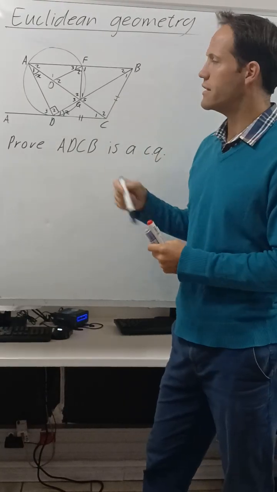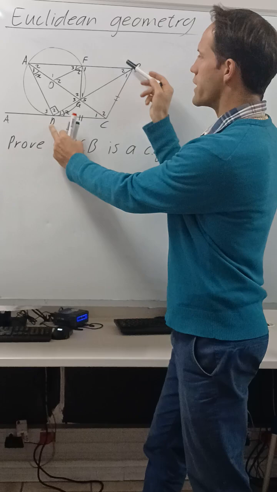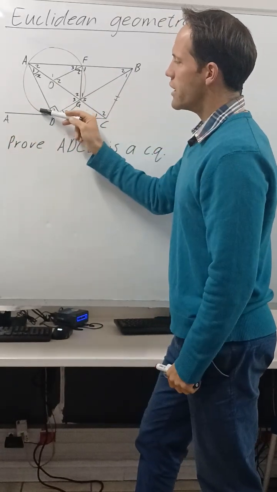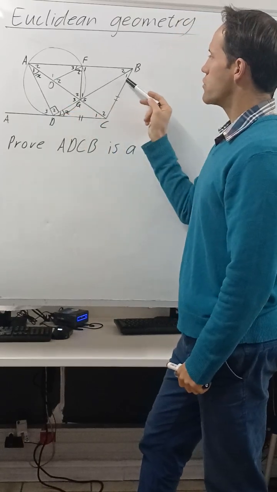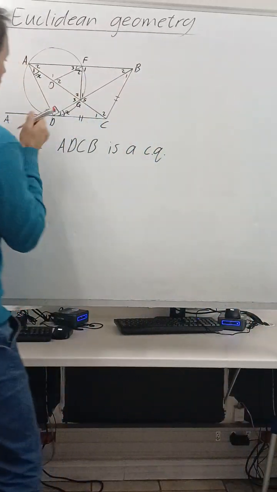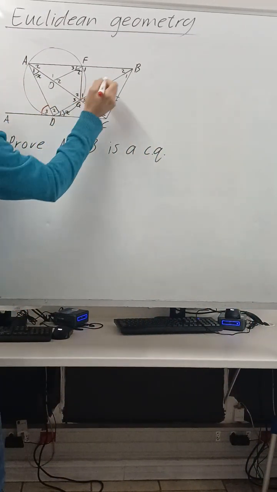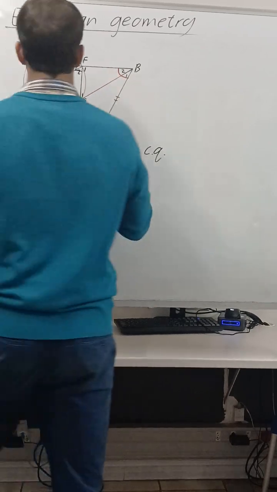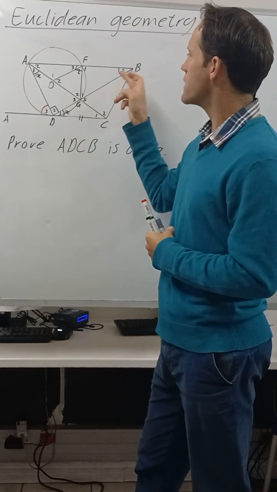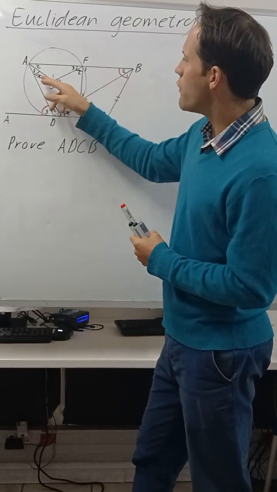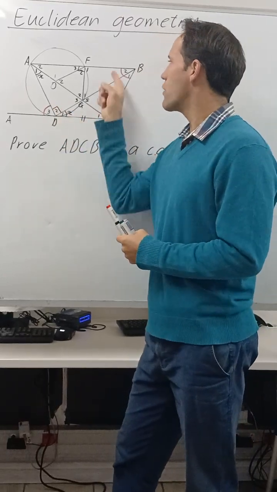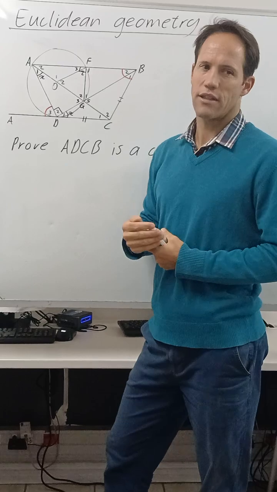One of the options is showing that the exterior angle, if you look at ADCB, one line is extended. So if you can show that D3 is equal to B1 plus B2, let's say we make this red, that's one of the options. Another option is to try to show that the opposite angles add up to 180, supplementary. So if I can show that this angle plus that one is 180, or this angle plus that one is 180, then I can say it must be a cyclic quadrilateral.